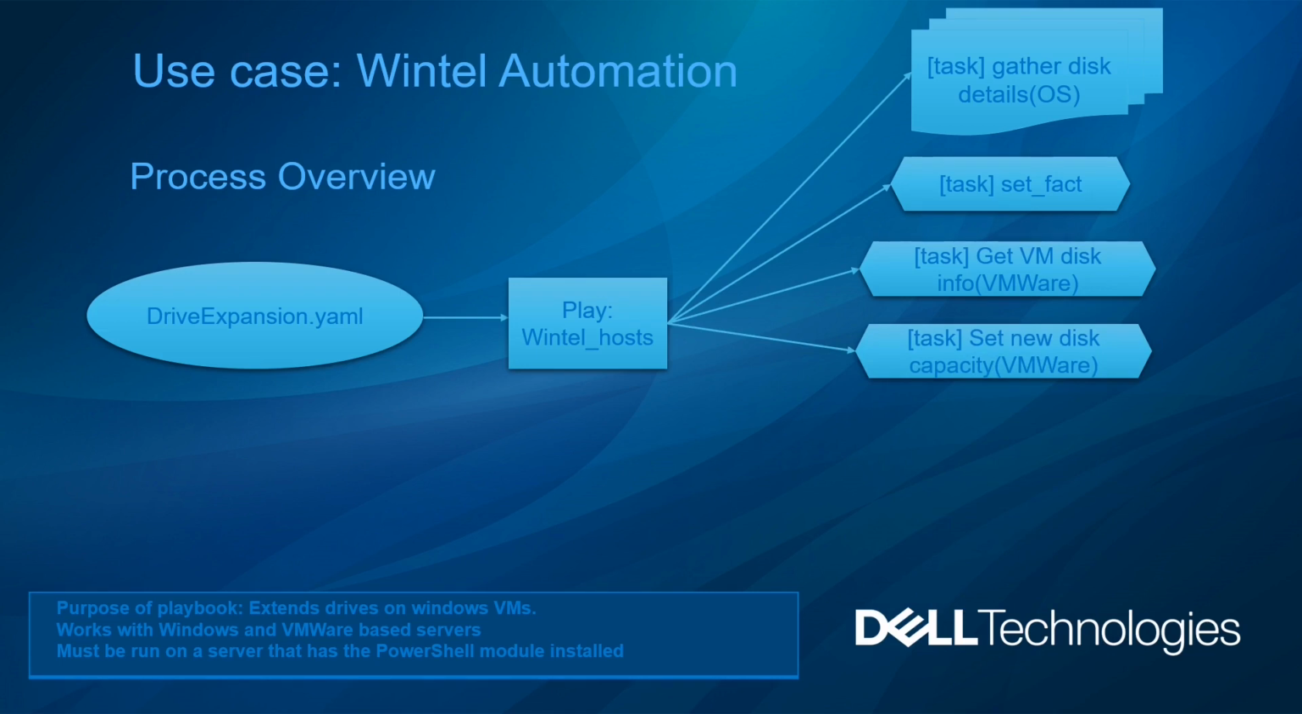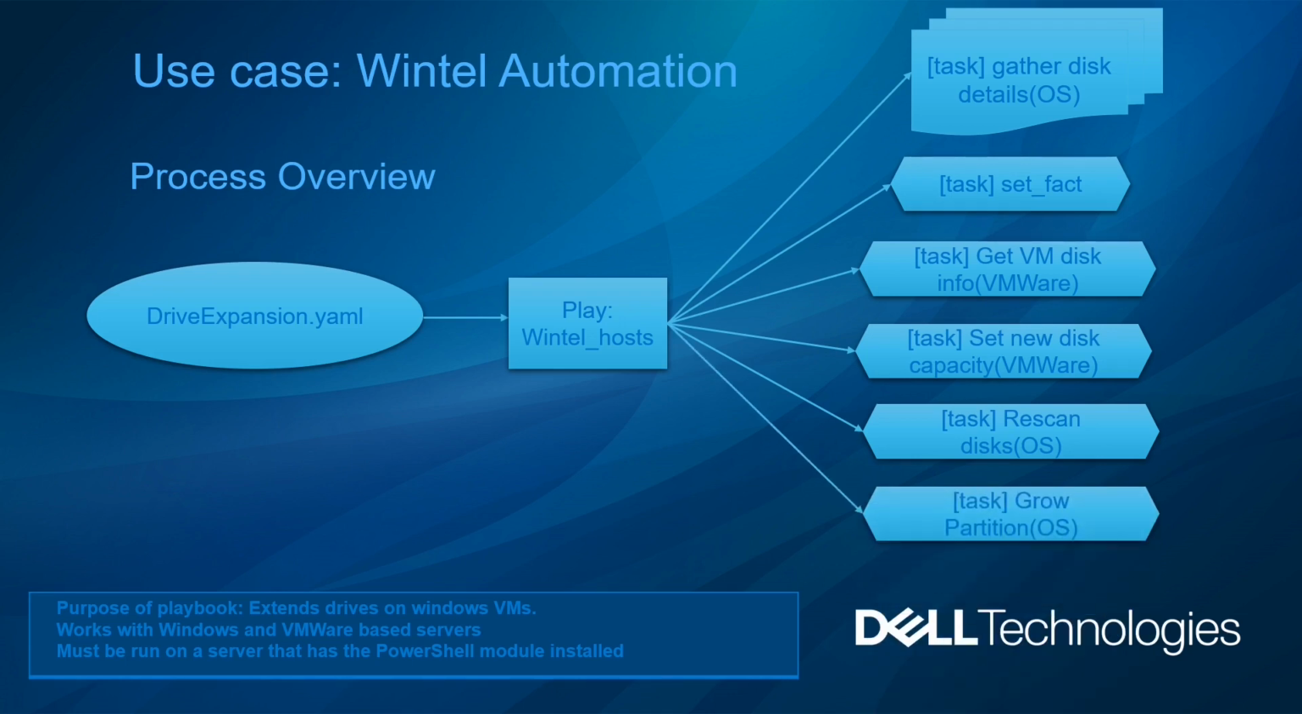It will then map both the details from OS and virtual layer in order to set the new disk capacity according to the requirement. Since our requirements are dynamic, we gather the disk capacity size using Tower's survey option. The next set of tasks will take care of the OS activities post extending the virtual layer. It rescans the devices and then grows the partitions.